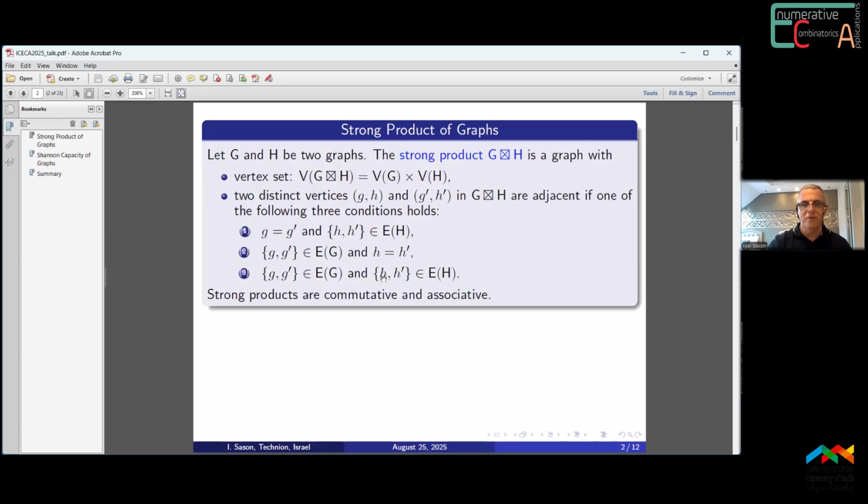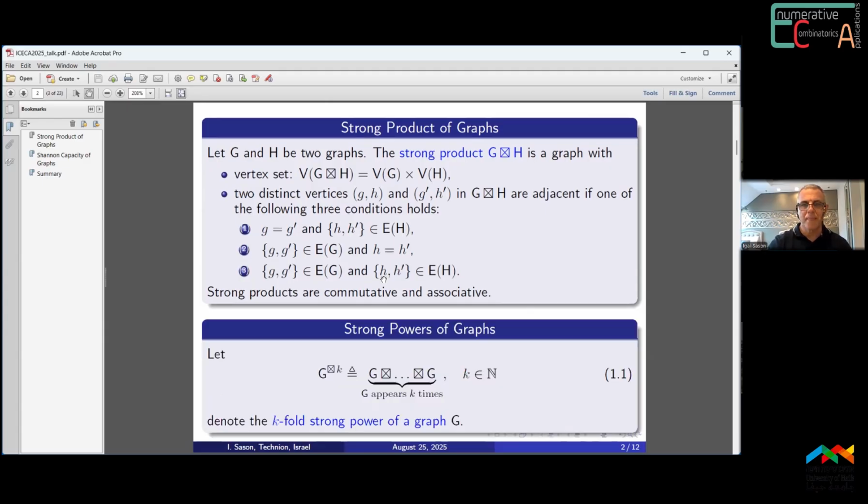After talking about the strong product, if G is a graph, we can view a strong power of a graph, where G raised to the power of k simply means the strong product of G with itself k times. So this is the k-fold strong power of a graph G, where G is finite, undirected, and simple.